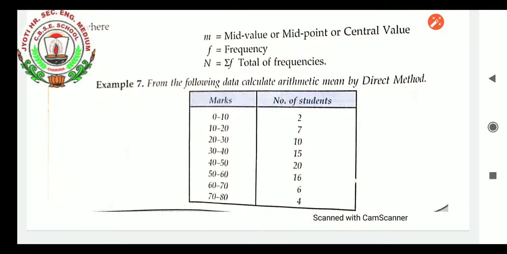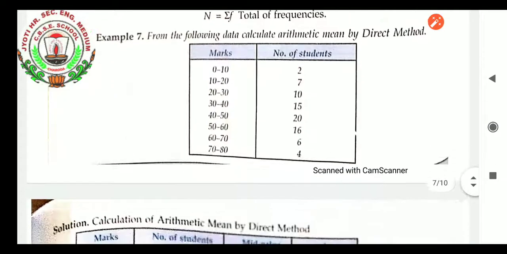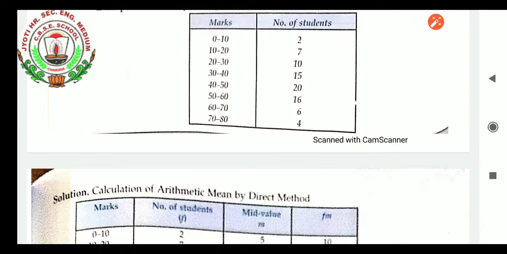From the following data, calculate arithmetic mean by direct method. Marks and number of students are given: 0 to 10, 2; 10 to 20, 7; 20 to 30, 10; 30 to 40, 15. These are the marks and number of students. What we have to take? First of all, mid values we have to take. You will write marks as it is, number of students as it is. Next column will be mid value. How to take mid value? Lower limit plus upper limit divided by 2.